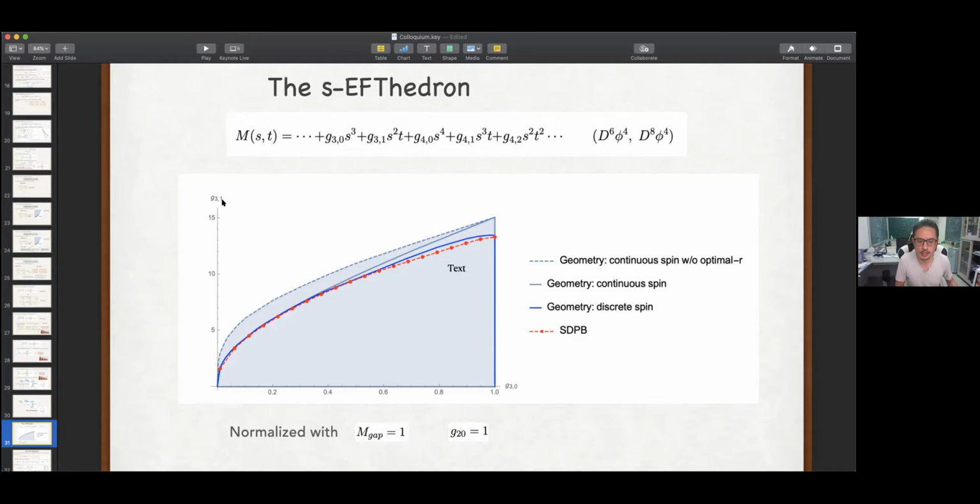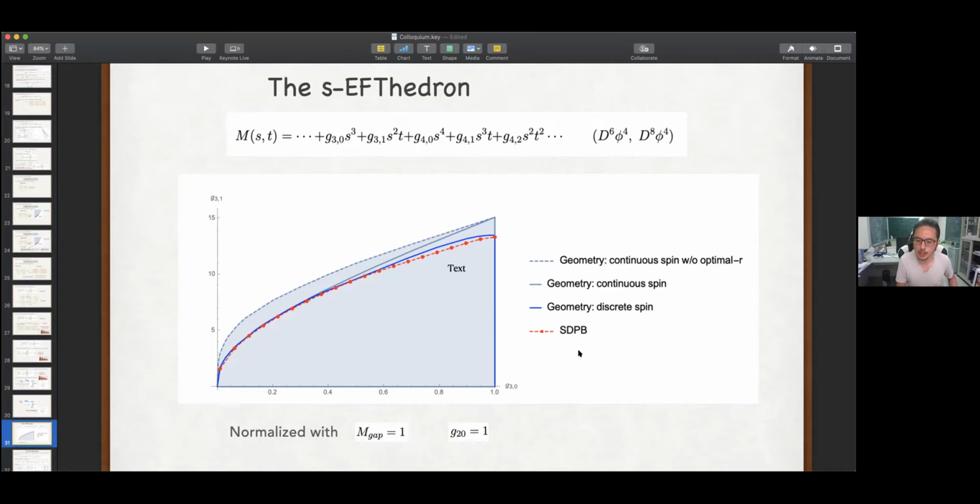So this is the region carved out by geometry between G31 and G30. There are different lines here, in terms of which constraints we impose. The important thing is that the solid blue line is basically when you throw everything at it, when you impose all the complete geometry constraints, this is the region that is carved out by the blue line.